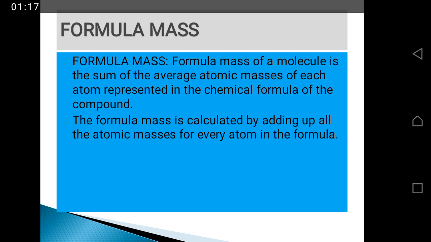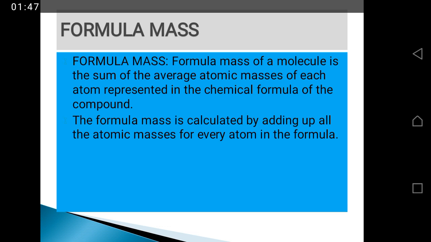Formula mass. What is formula mass? Formula mass of a molecule is the sum of the average atomic masses of each atom represented in the chemical formula of the compound. The formula mass is calculated by adding up all the atomic masses for every atom in the formula.